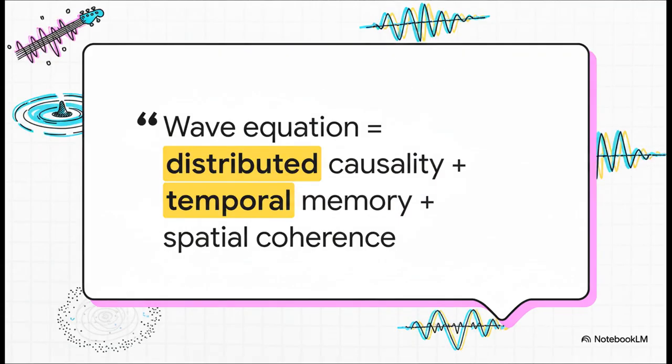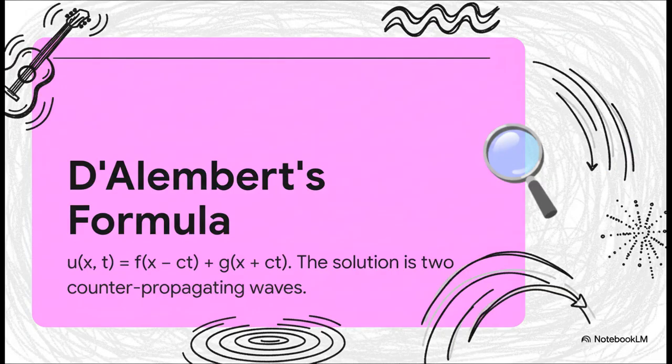This, right here, translates all that math into a really powerful idea. Distributed causality just means that if you poke the wave over here, it's going to have an effect over there a little bit later. Temporal memory means the wave's shape right now depends on what it was doing a moment ago. And spatial coherence means the whole wave acts like one connected thing, not just a bunch of separate points. So how do you solve it?